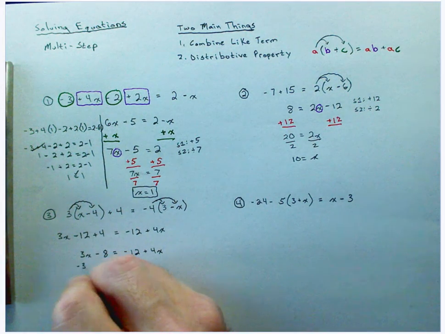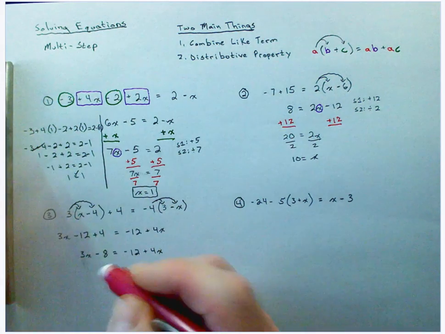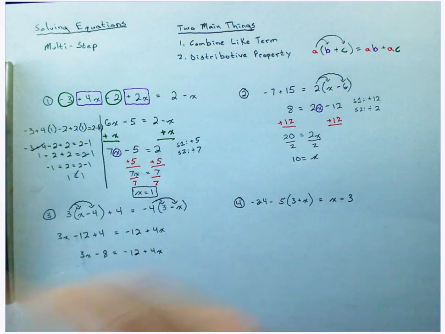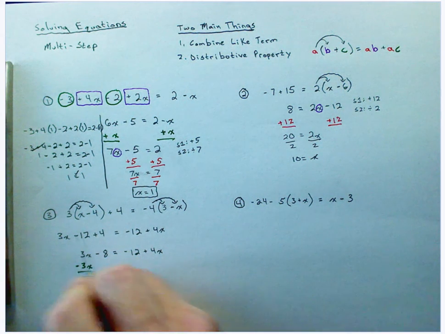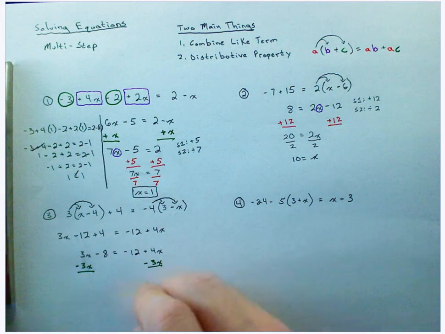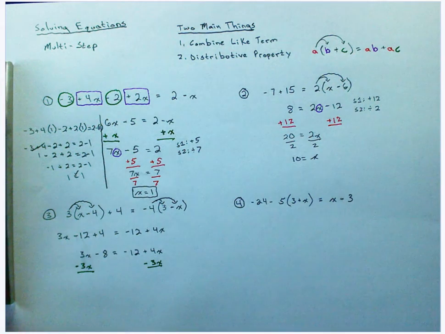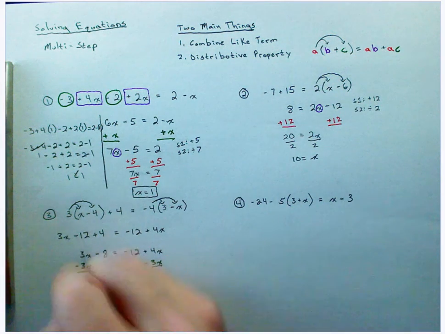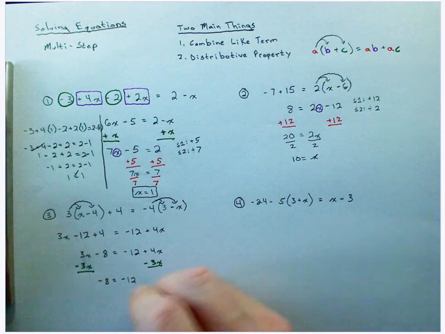For this one, whoops, use my color. I gotta get my x on one side, right? So I'm going to choose to do it this way. I'm going to minus 3x, and again canceling it on this side, but I'm bringing it over to the other side. It's not just going away. This becomes 0, so I'm left with the negative 8 equals a negative 12 plus x.